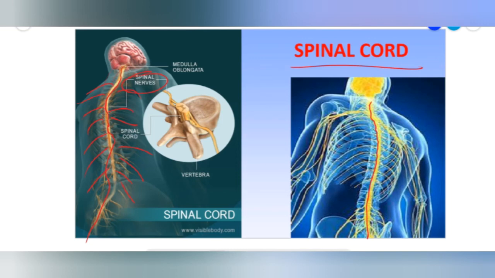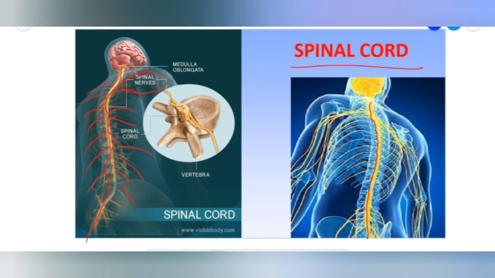Apart from doing that, it also coordinates some reflex actions. The spinal cord helps to coordinate some simple reflex actions, for example, knee jerk, blinking of the eyes, sneezing, coughing. These simple reflexes are also controlled by the spinal cord.